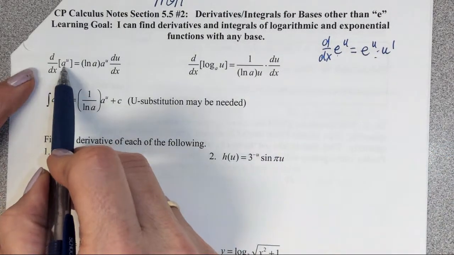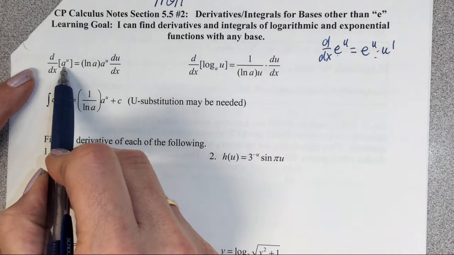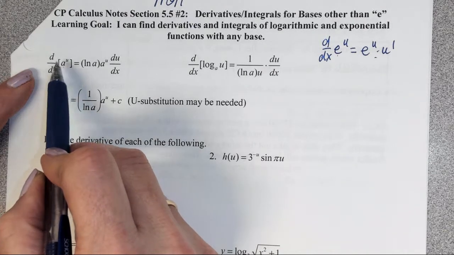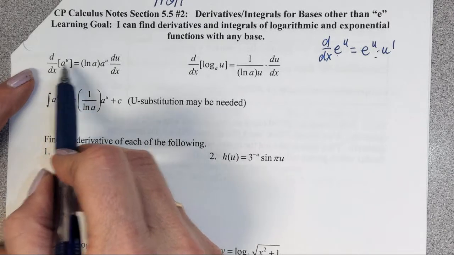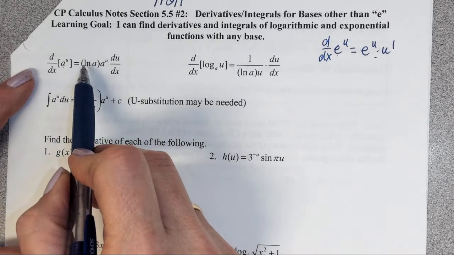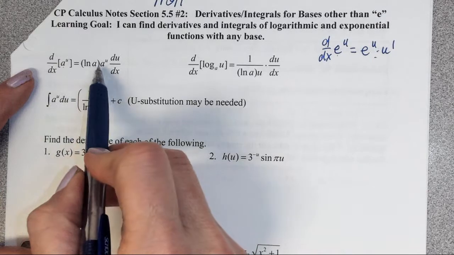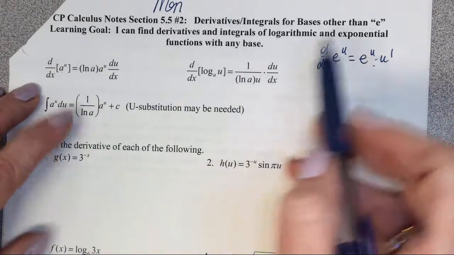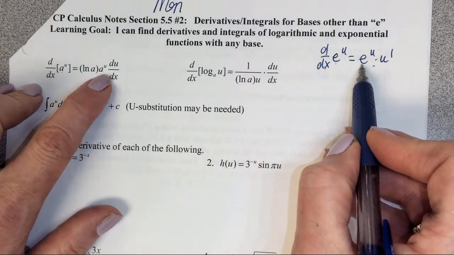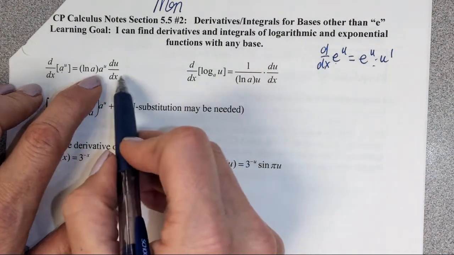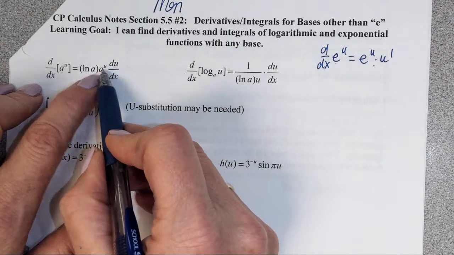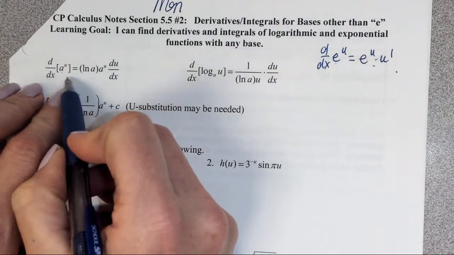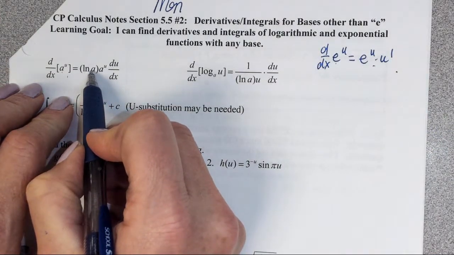But what if our base is a? That means anything but e. So our base could be 10, our base could be 3, 4, 2, 5, whatever. If we have a base other than e, we have to use this formula. It's natural log of a times a to the u times the derivative of u. But look how similar it is. See how this derivative was e to the u, and this is now base to the u, and our base is going to be something different, times u prime. So the only thing new is this natural log of a.